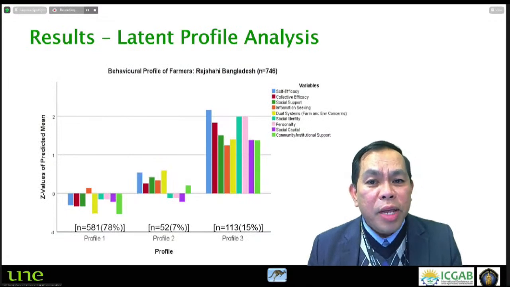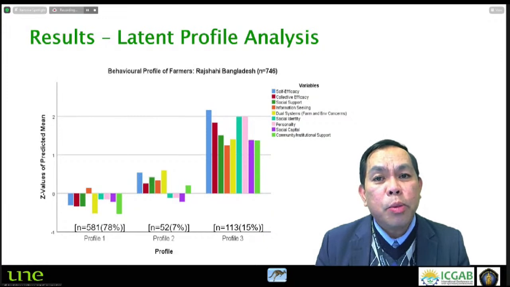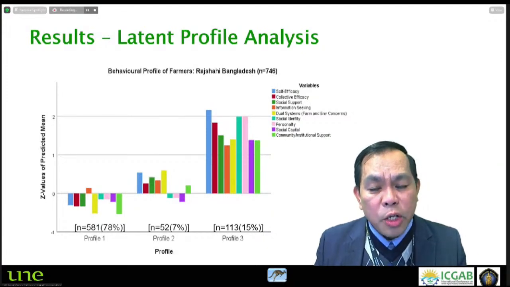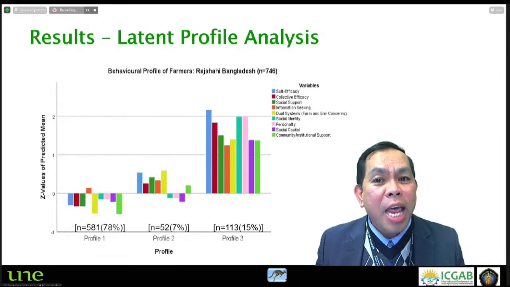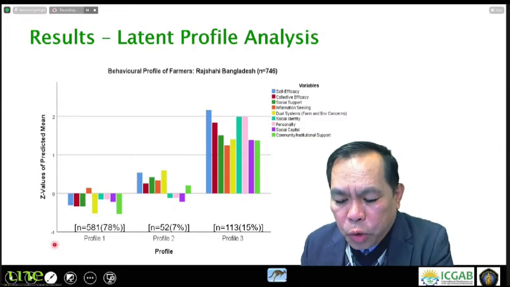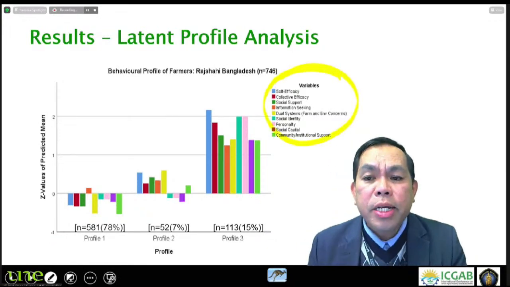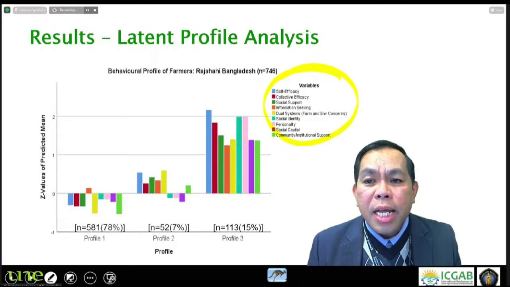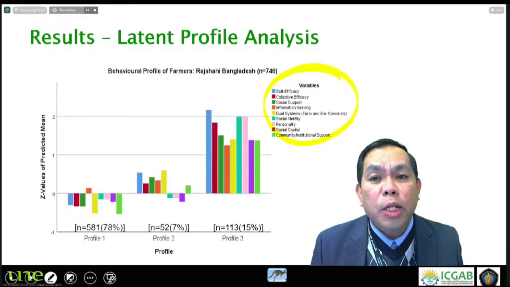Some of the results that we have based on our behavioral profiling, this is the context of Bangladesh in terms of adoption of sustainable conservation agriculture. We are basically able to group farmers according to behavioral aspects. In this case, if I may take you through some of the variables here, these consider self-efficacy and so on. And as we can see, there are 3 distinct groups here: Profile 1, Profile 2, and Profile 3.